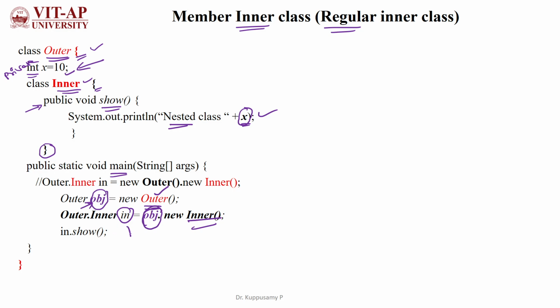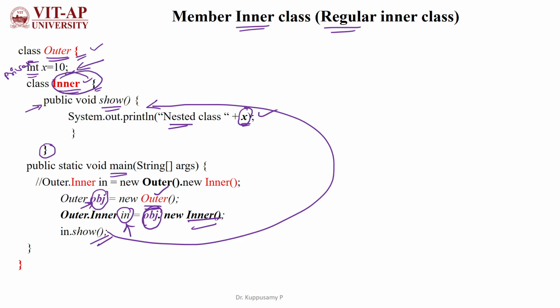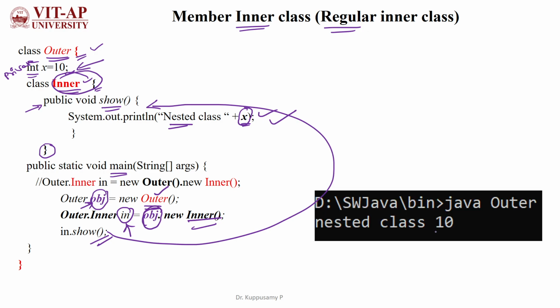Then by using the inner class object variable, we are invoking the show method. Once we call this, the control is passed on to the show method, which is defined inside the inner class. Then the statement will be displayed. So the x value here is 10. Okay, that is the thing.